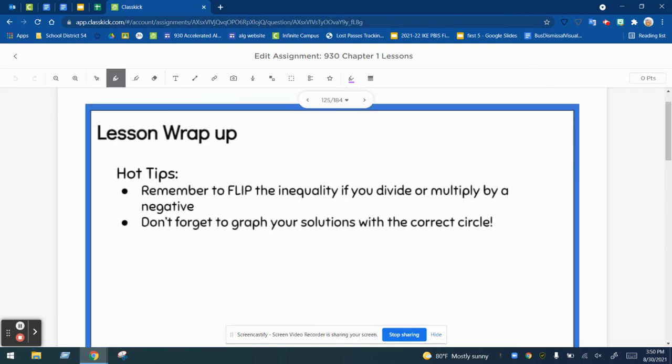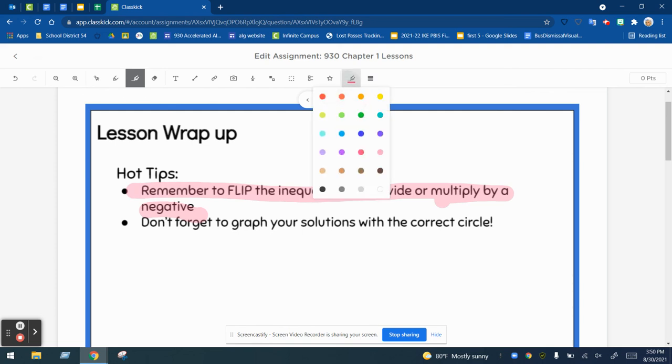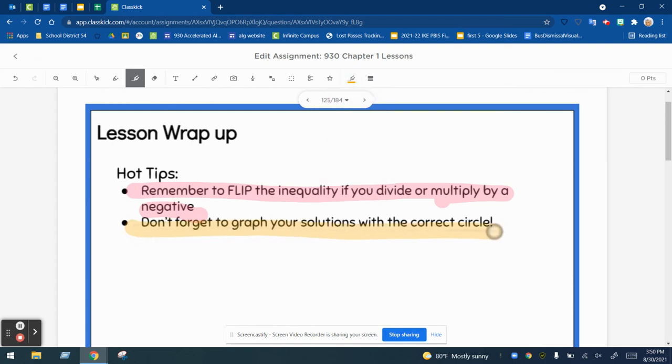That is it for today. Remember that if you are multiplying or dividing by a negative, you need to flip your inequality, okay? And then don't forget to graph your solutions with the correct circle. Remember, greater than and less than are open circles, greater than or equal to and less than or equal to are closed circles, okay?